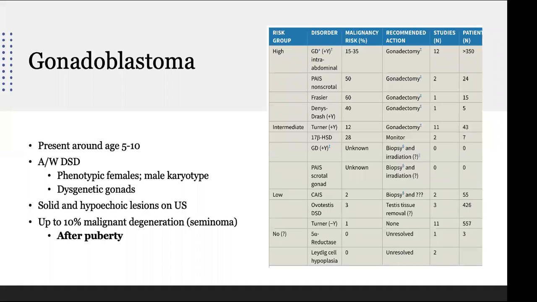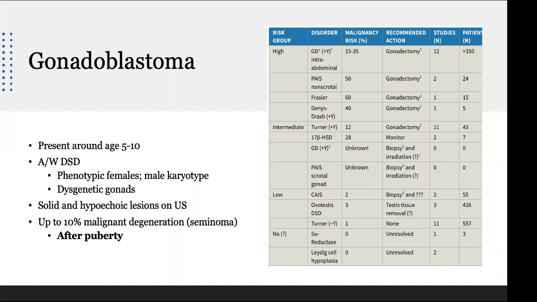The last one of the sex cord-stromal tumors is gonadoblastoma. These generally present around the age of 5 to 10 and are most commonly attributed to DSD conditions, in which case there's a phenotypic female with underlying male karyotype, or they have an XY karyotype. They are generally associated with dysgenetic gonads and are solid and hypoechoic lesions on ultrasound. A consensus statement was made in 2007, which outlines the risk of gonadoblastoma in various DSD conditions. And it also makes recommendations on management based on the best evidence.